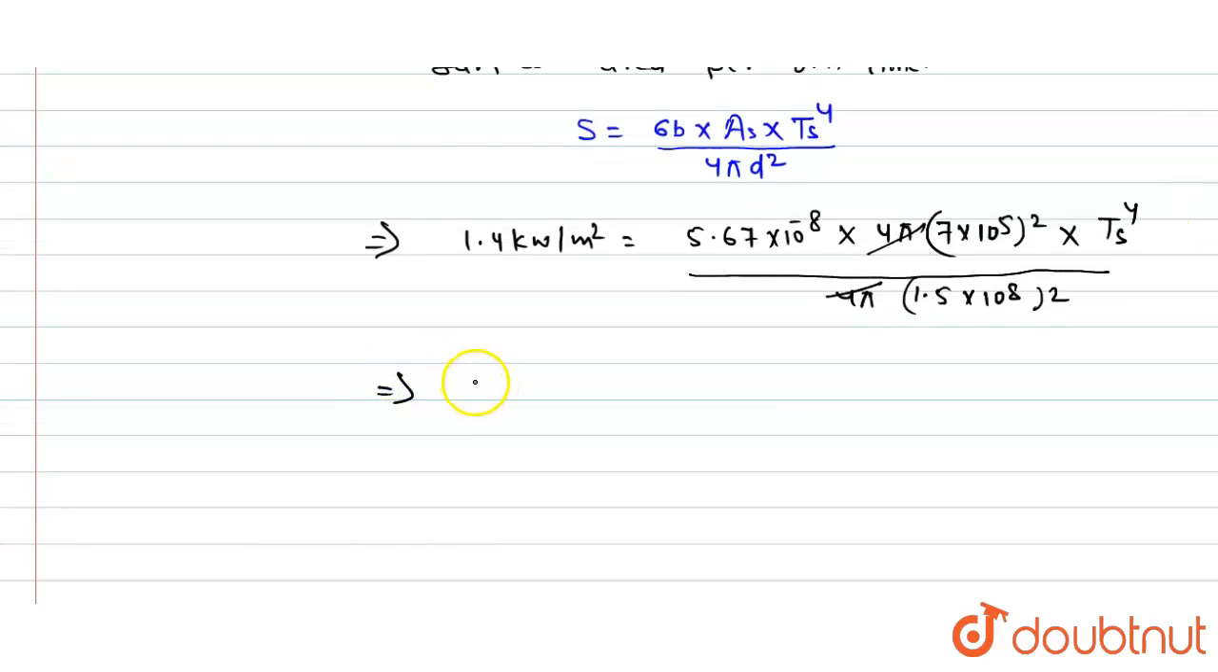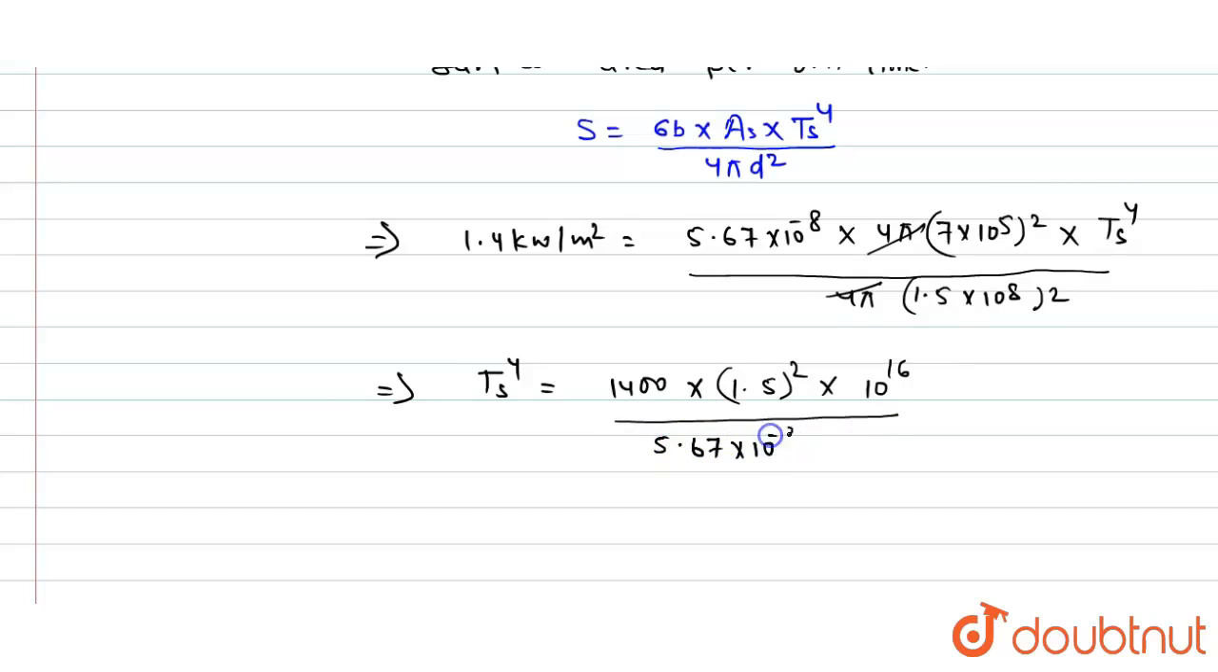So this can be written as Ts raised to the power 4 is equal to, 1.4 kilowatts converted into watts becomes 1400 multiplied by 1.5 whole square, multiplied by 10 raised to the power 16, whole divided by 5.67 multiplied by 10 raised to the power minus 8 into 7 square into 10 raised to the power 10.